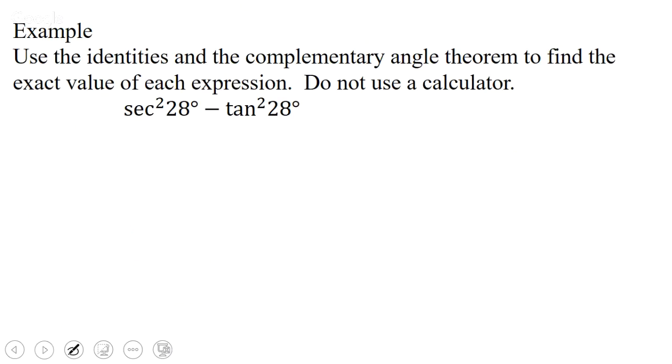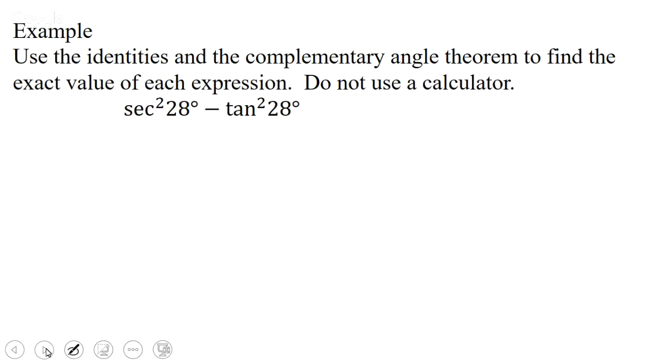So let's look at this. We have secant squared of 28 degrees minus tangent squared of 28 degrees. Well, I got to use the Pythagorean identity. Whenever you see square terms, you should always think of Pythagorean identities. 85% of the time when you see a square term, you're probably going to use a Pythagorean identity.